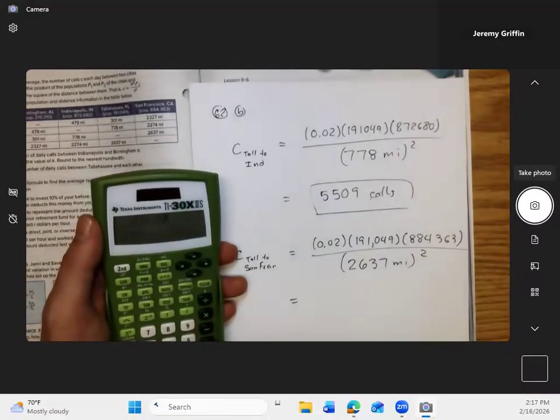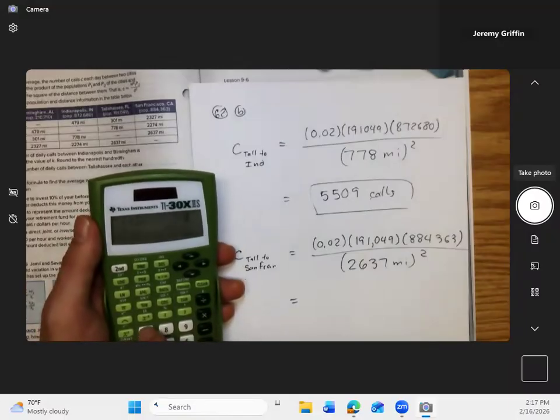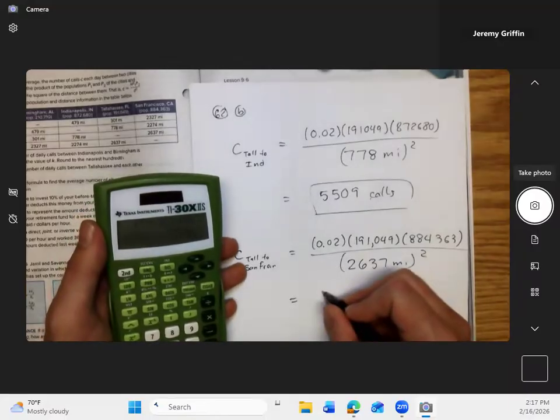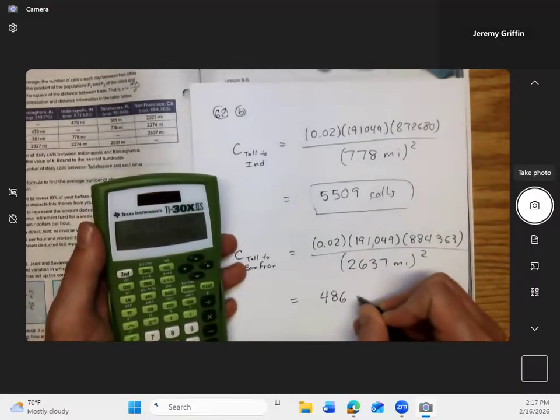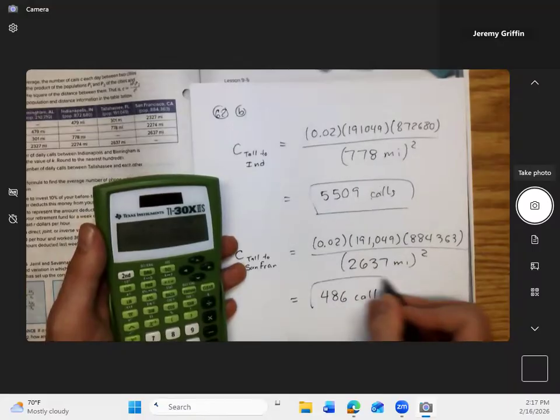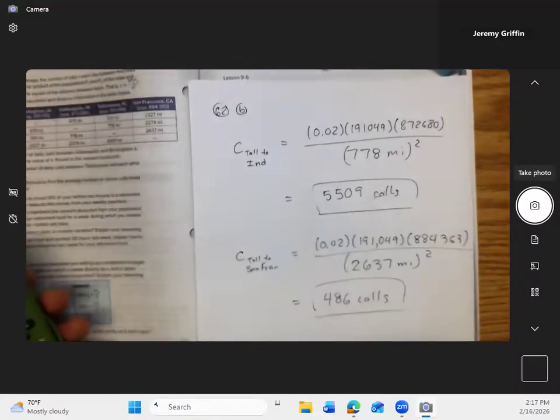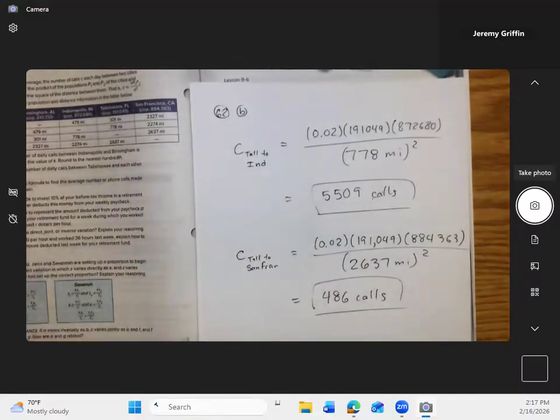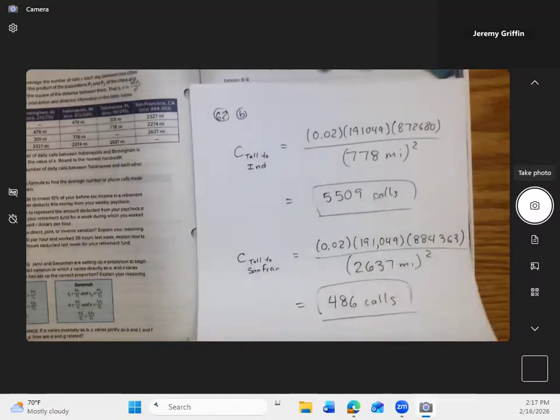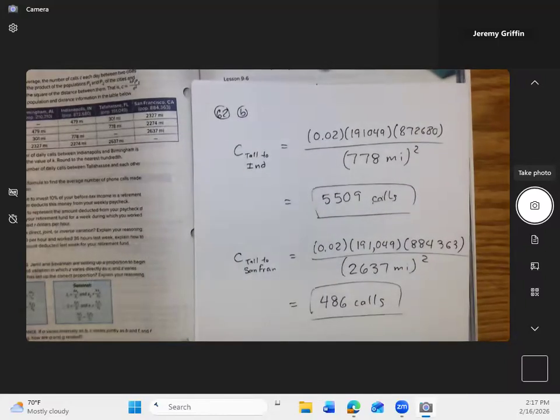0.02 times 191,049 times 884,363 divided by 2637 squared. Look at that. Yeah, just 486 calls, because San Francisco is so far away. It's on the other coast. I mean, not calling too deep. All right. And that right there will be a wrap on 9-5.